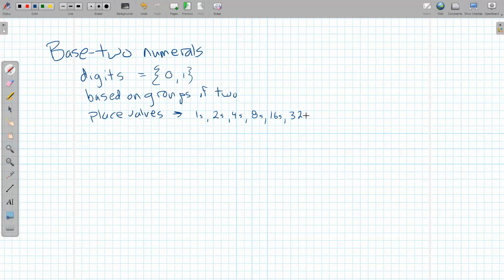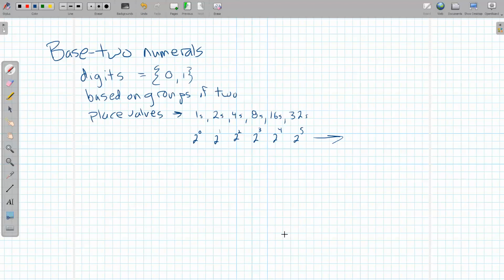And these are all powers of 2. So 1 is 2 to the power 0, 2 is 2 to the power 1, 4 is 2 to the power 2, and we have 2 to the power 3 for 8, 2 to the power 4 for 16, 2 to the power 5 is the 32, and they just keep going however far you need to go.